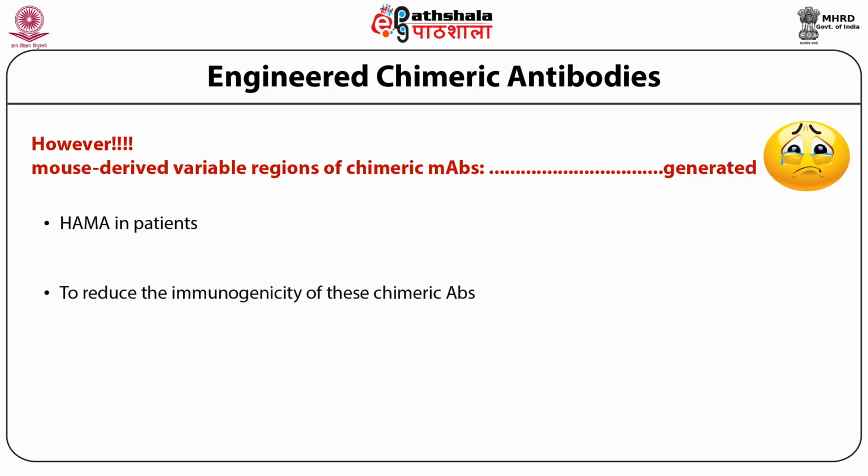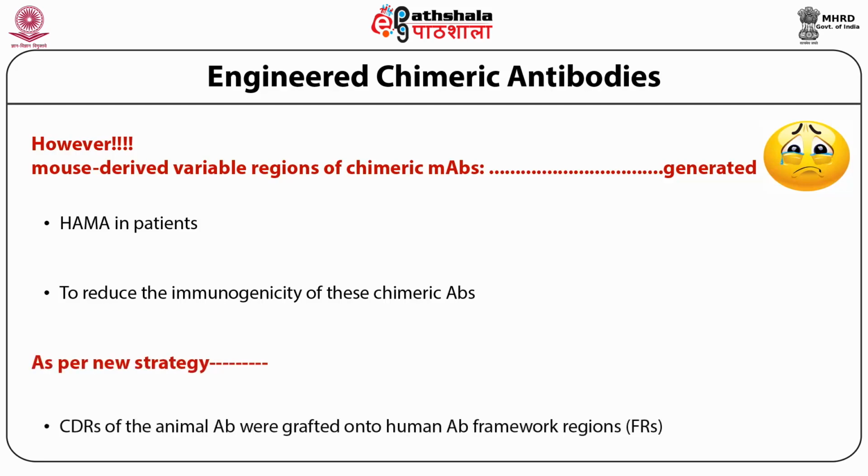So to reduce the immunogenicity of these chimeric antibodies, which were in the first place generated in order to reduce the immunogenicity of a complete mouse antibody, the CDRs of the animal antibodies were grafted into the human antibody framework region. The first trial of replacing the entire constant regions of a mouse antibody with human ones actually did not work as a therapeutic agent.